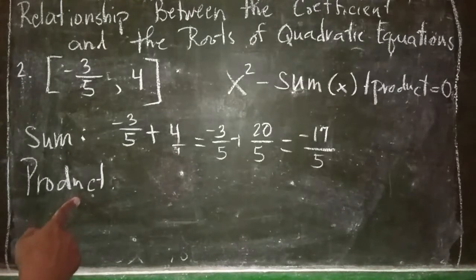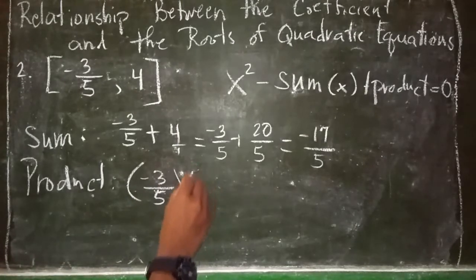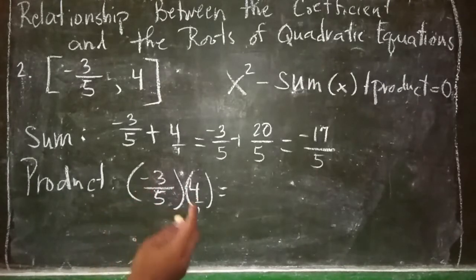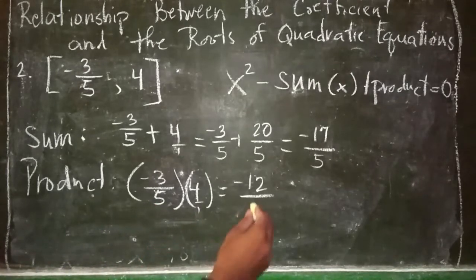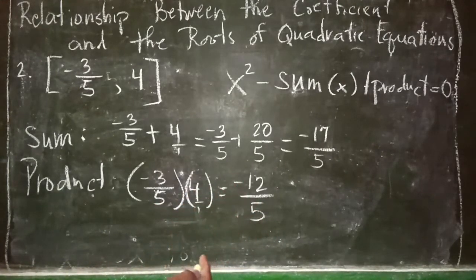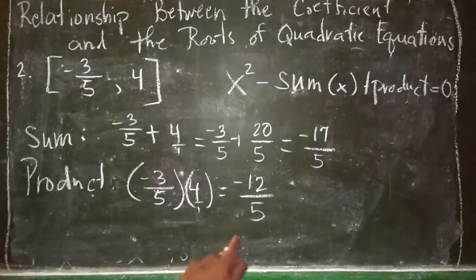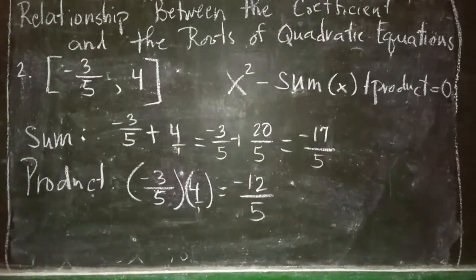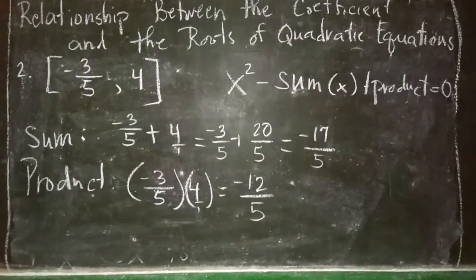Product, ano na naman yung operation na involved? Okay, multiplication. So negative 3 over 5 times 4. Okay. So let's put 1 as the denominator of 4. So negative 3 times 4, negative 12 over 5 times 1, 5. Okay. So hindi na natin pwedeng i-simplify since it's already in simplest form, or we cannot think of the GCF of negative 12 and 5. So yung sum niya, negative 17 over 5 and yung product niya ay negative 12 over 5.